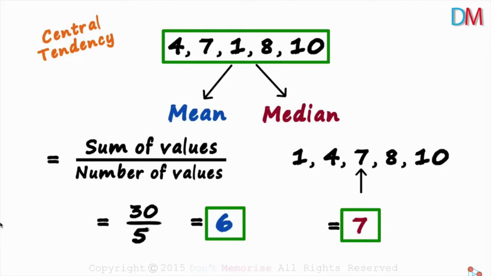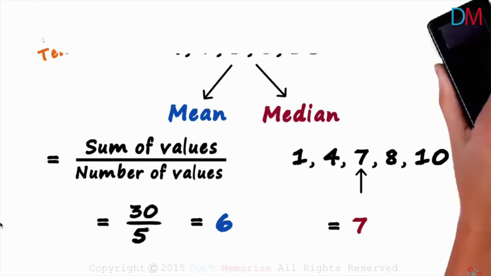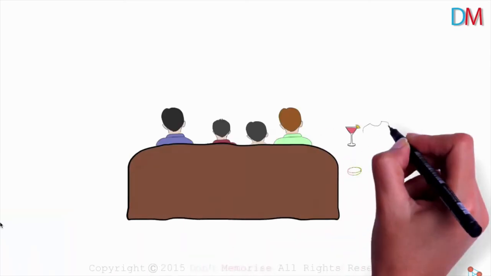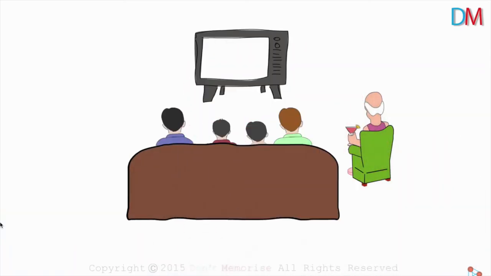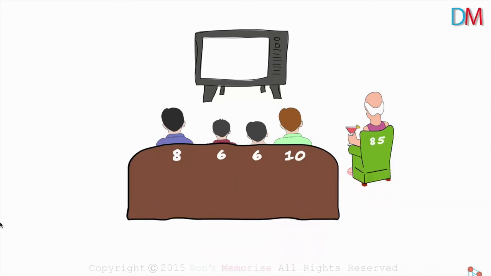Of this set of numbers. But why do we need the median? Isn't mean enough? Let's take an example to understand why we need the median. Assume you have a group of people at home and you wish to play a TV channel which will have the maximum number of people entertained. The ages of the people are 8, 6, 6, 10 and 85 years respectively.